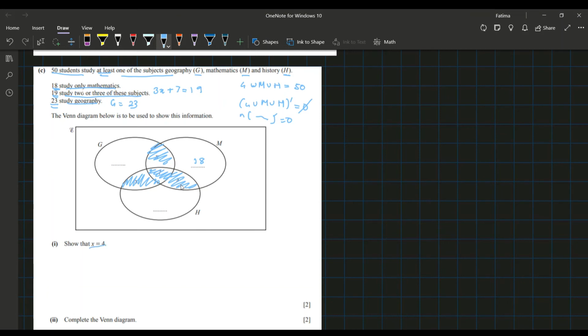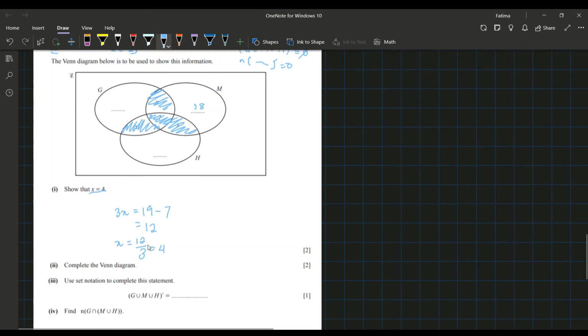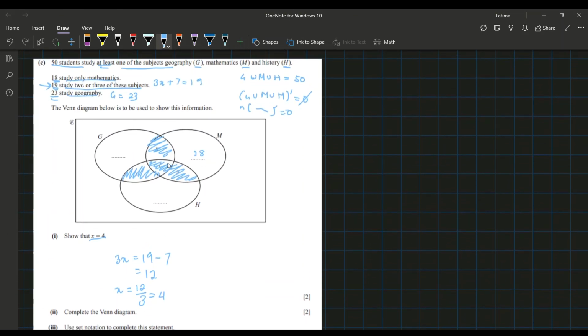Now we have to show that x is equal to 4. So we can easily use the statement mentioned over here. As I've mentioned earlier, 3x plus 7 is equal to 19, so we can use that equation to solve for x. That means 3x is equal to 19 minus 7, which is equal to 12. So x is equal to 12 divided by 3, which is equal to 4. Now we have to complete the Venn diagram. So we know over here that this would be 4, this as well, and this here too.